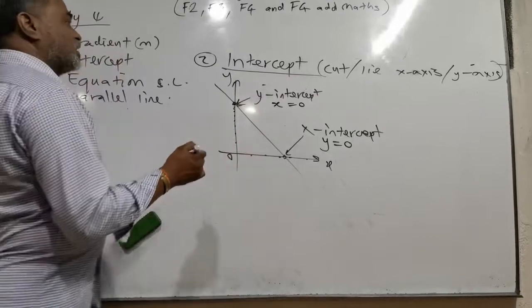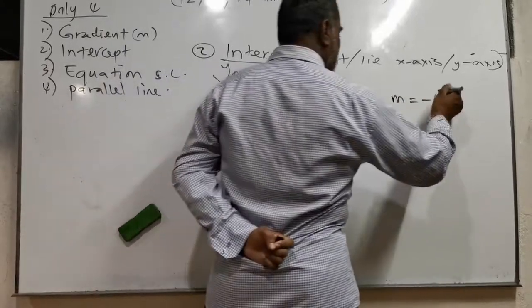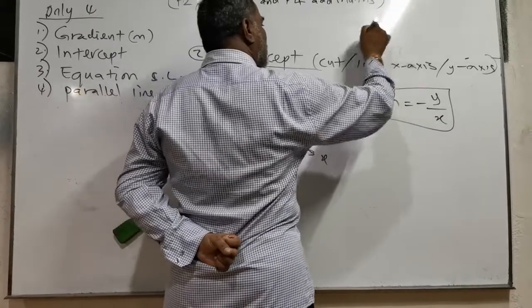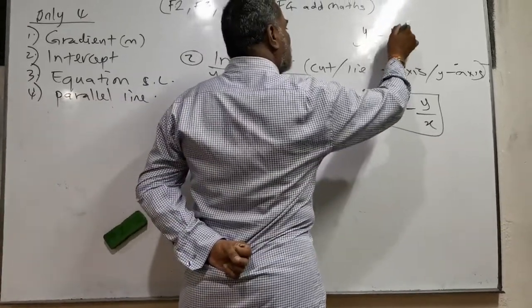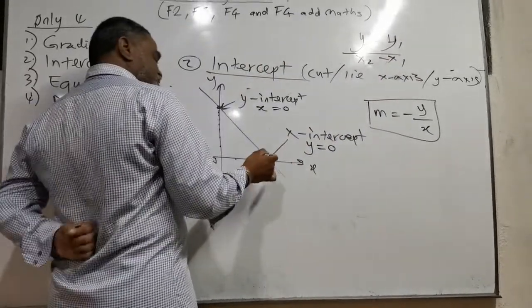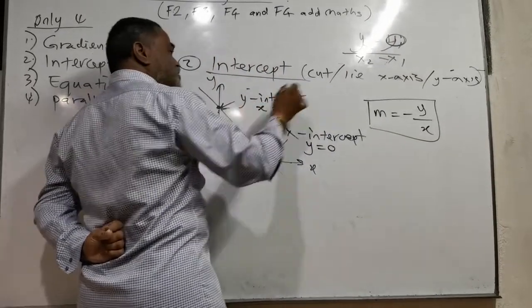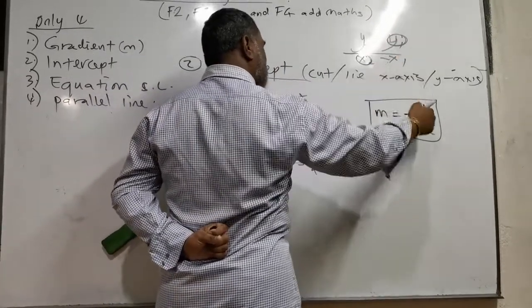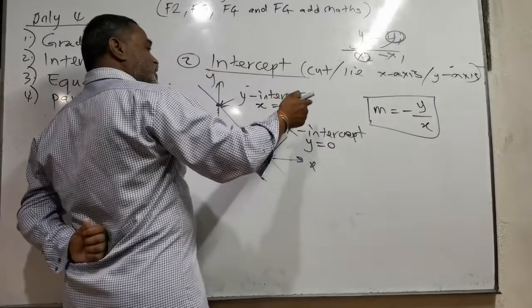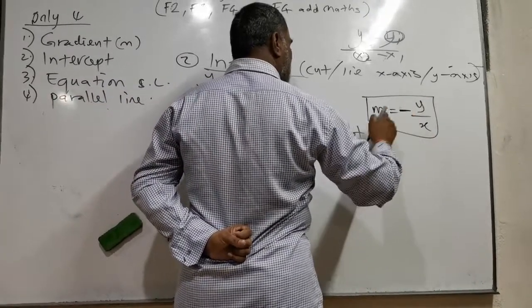Just now for the gradient I used y2 minus y1 over x2 minus x1. But here we just use negative y over x. Why? Because the earlier formula used y2 minus y1 divided by x2 minus x1. Whenever the line cuts the x-axis, y will be 0, and any line that cuts the y-axis, x will be 0. So y minus 0 is y, and 0 minus x gives negative x. From there, the gradient for intercept uses this formula, where y is the y-intercept, x is the x-intercept, you get negative, and m is the gradient.